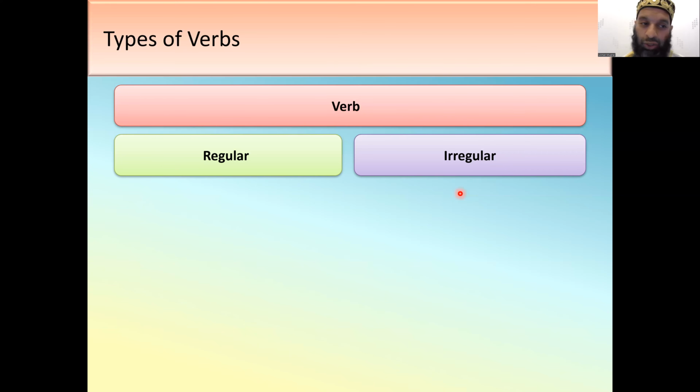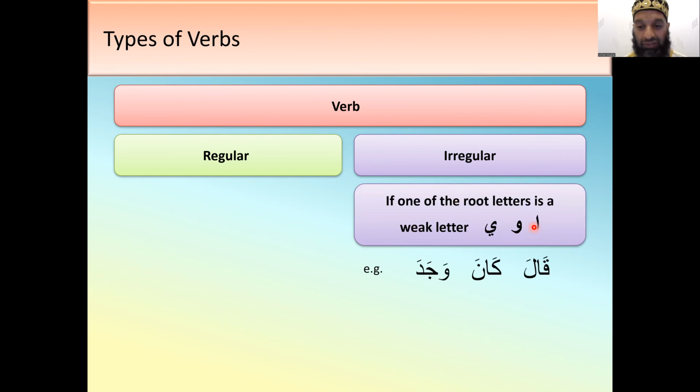It's got 3 letters? Nope. Good try. Most verbs in Arabic have 3 letters, regular and irregular. Fantastic. Yes, excellent. If the root word has any of these 3 letters, either an alif or a waw or a ya, then the verb is weak. If it has one of these mad letters, they're weak letters.